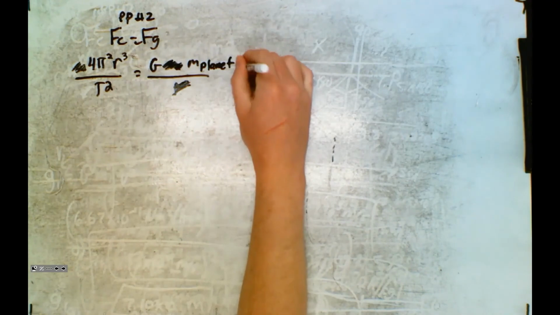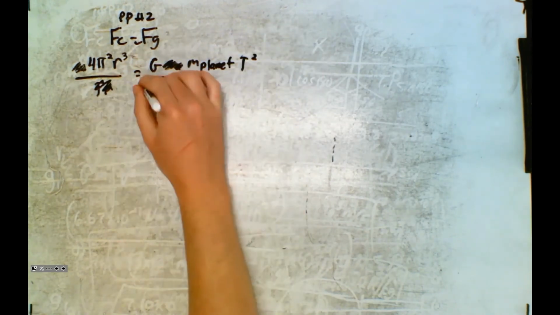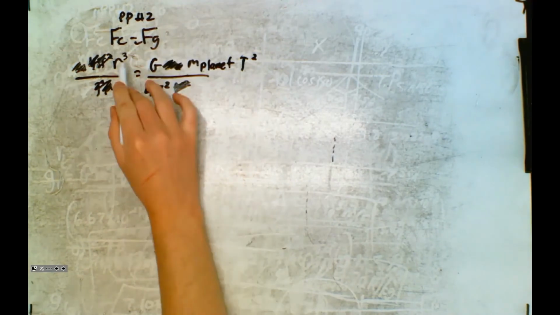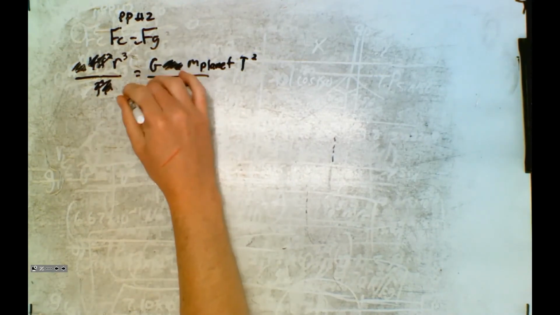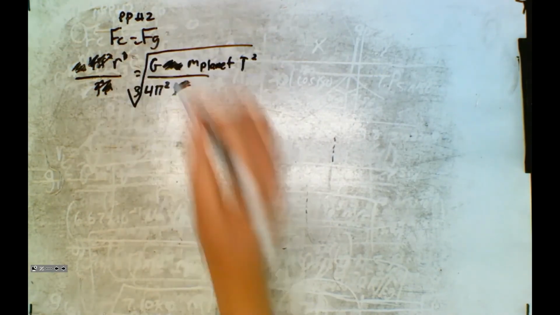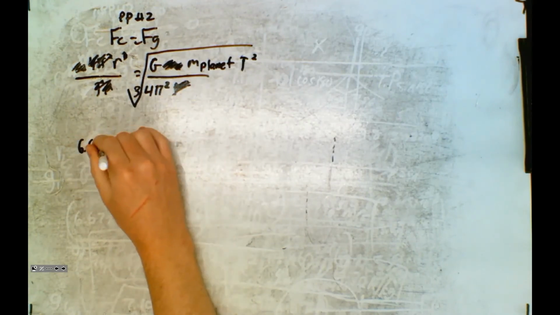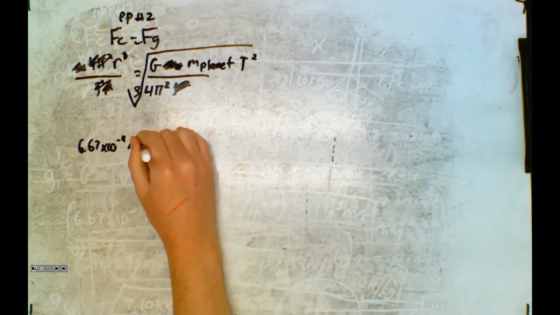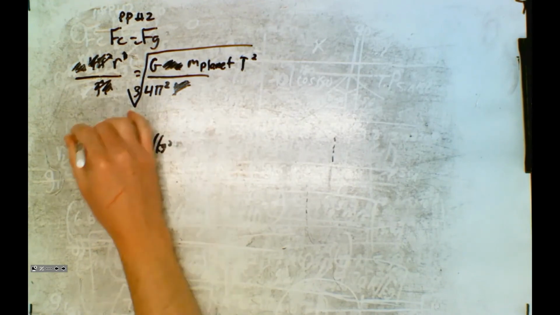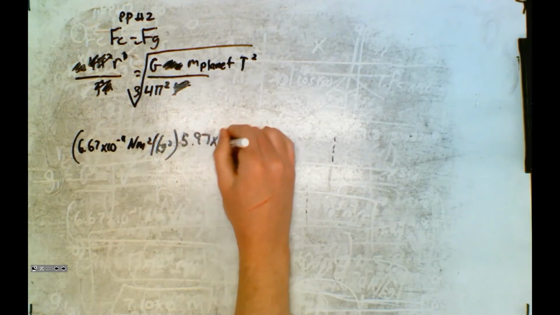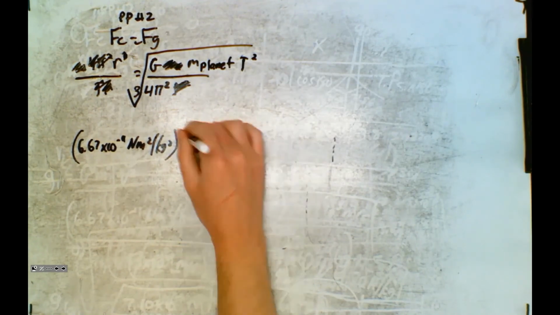Okay, so we are trying to find the orbital radius, so we're trying to find this. So I'll move T squared up top, and then I'll move 4 pi squared down below. So to get rid of a cube, you have to cube root it. So it's going to be 6.67 times 10 to the negative 11 newton meters squared per kilogram squared. Mass of the planet is talking about Earth, so 5.97 times 10 to the 24 kilograms.